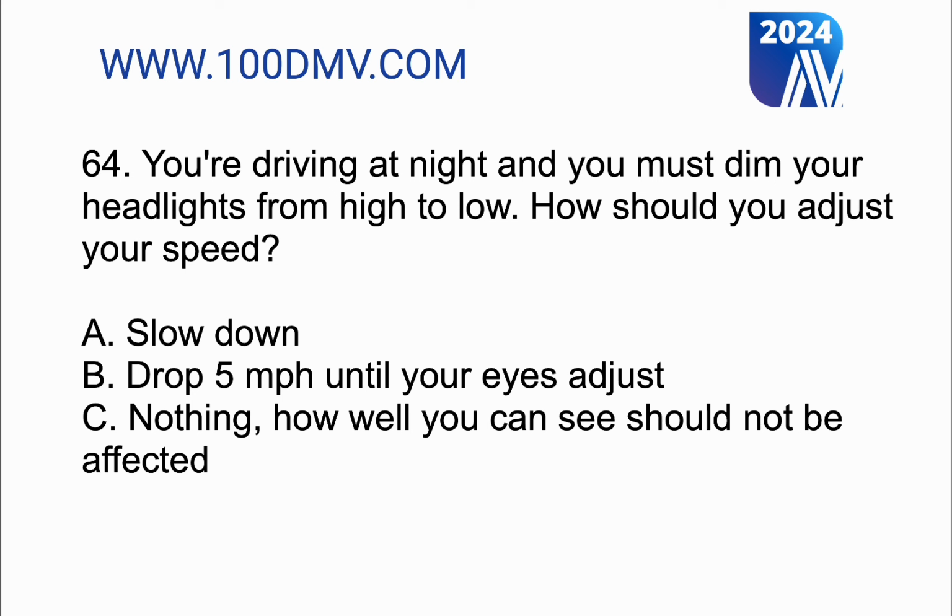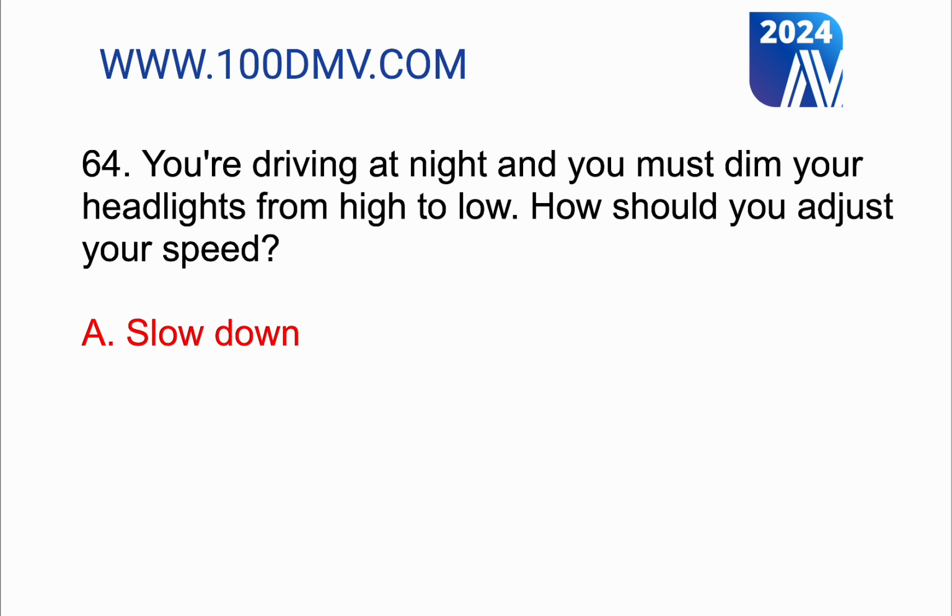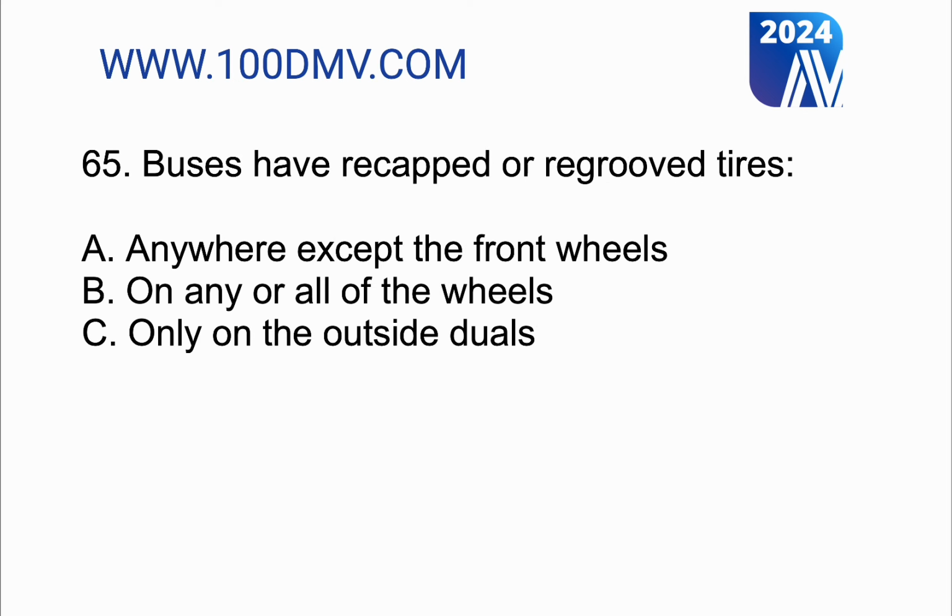64. You're driving at night and you must dim your headlights from high to low. How should you adjust your speed? A. Slow down. B. Drop 5 mph until your eyes adjust. C. Nothing. How well you can see should not be affected. Correct answer: A. Slow down.